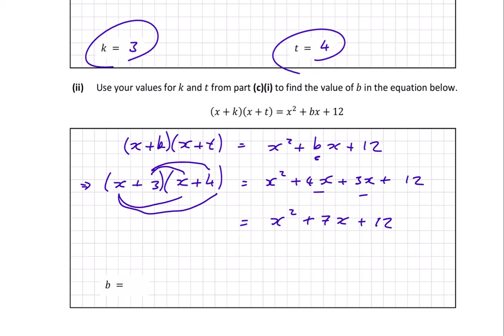So this thing down here is exactly the same as this up here. But we have a b in front of the x here, and here we've got a 7 in front of the x. And we were told that this is equal to this on the left-hand side. So this here is equal to this is equal to this. So 7 must be b. So b is equal to 7.